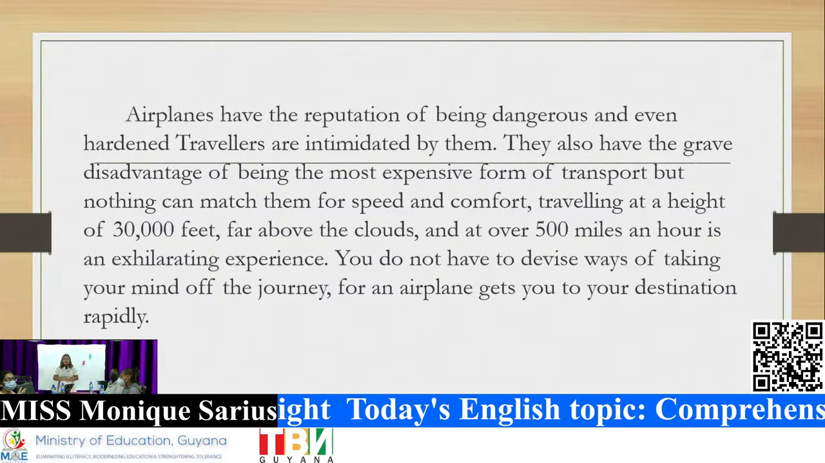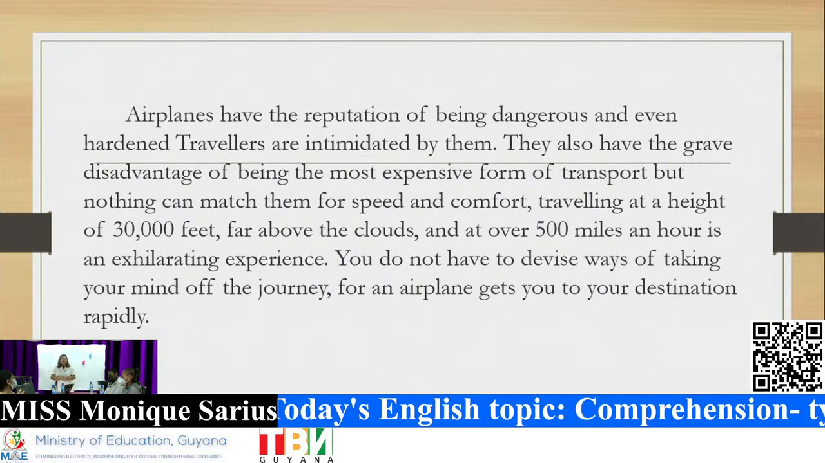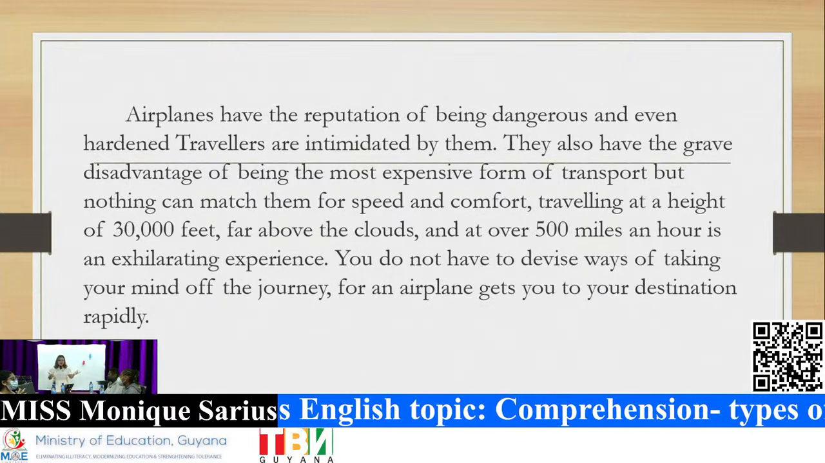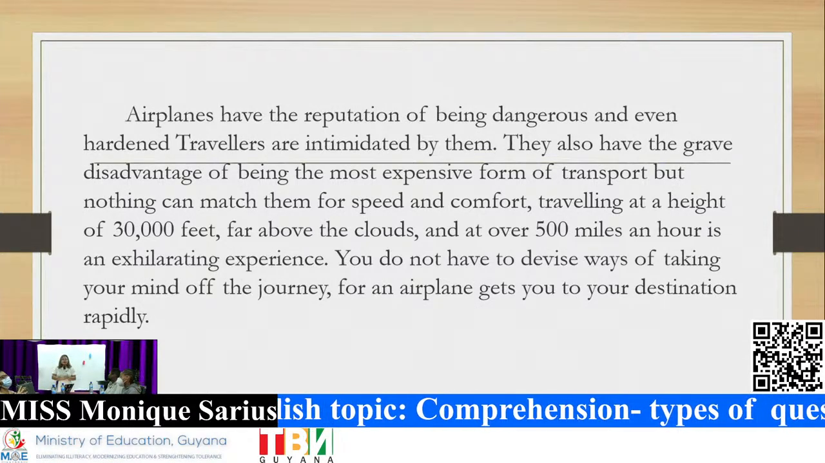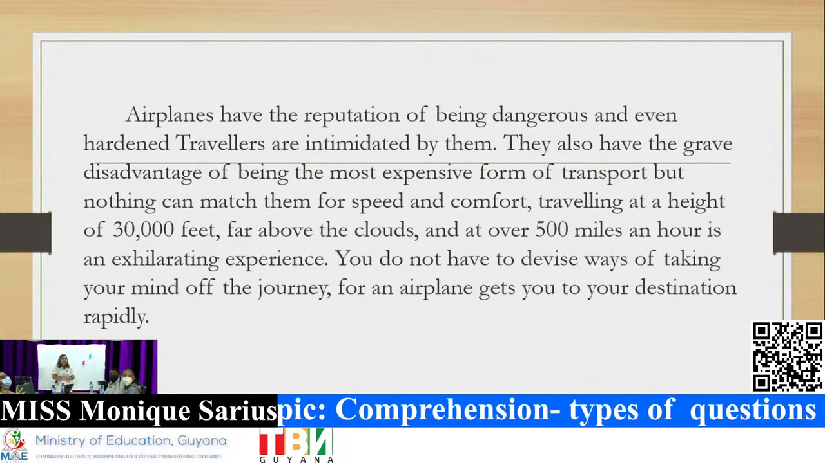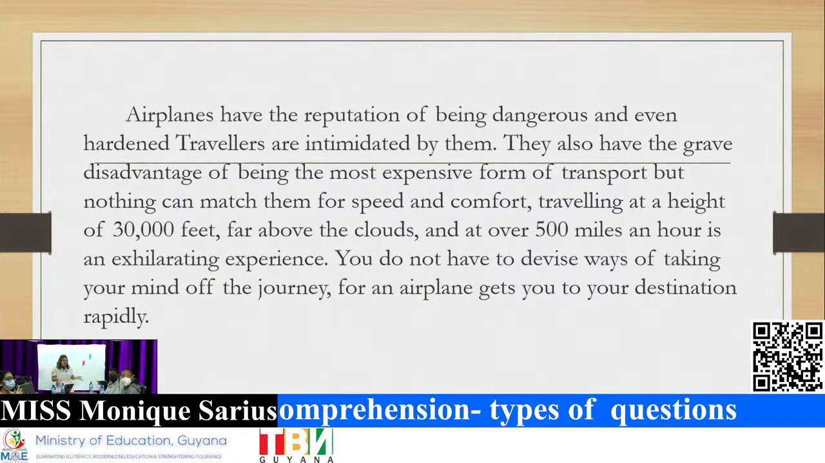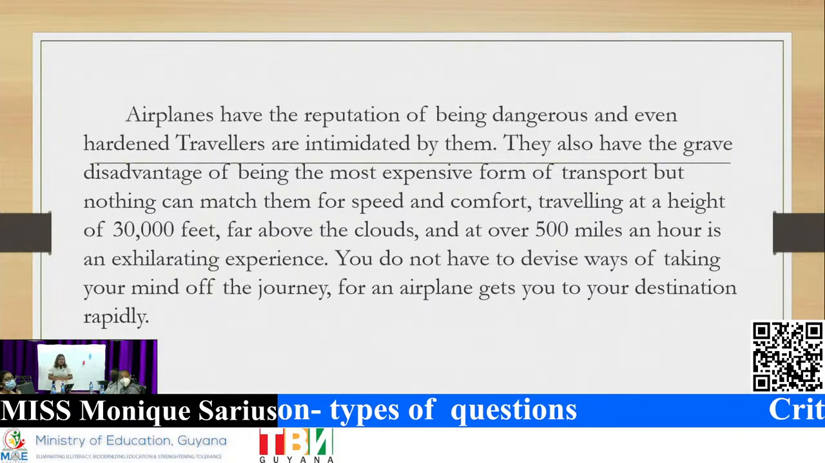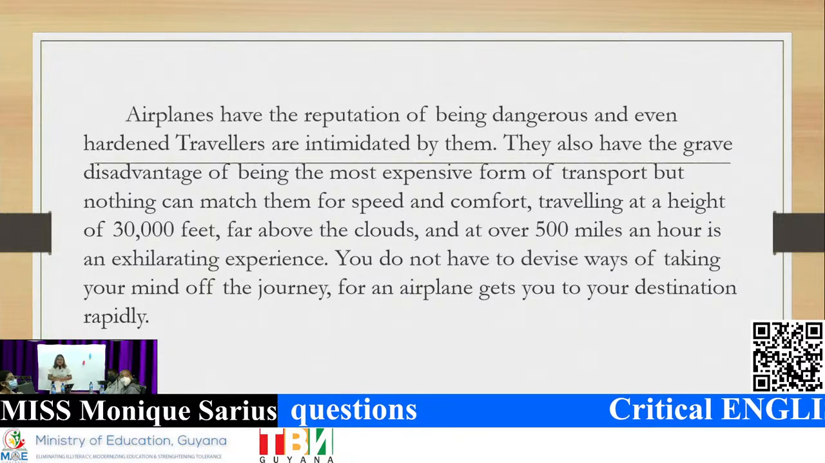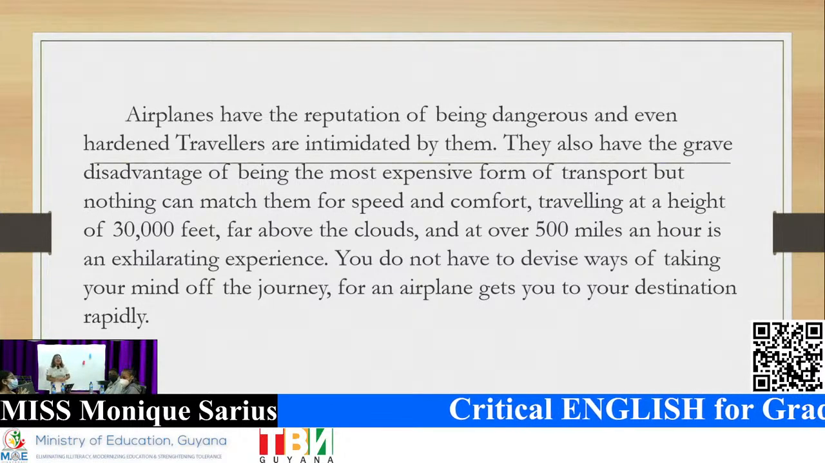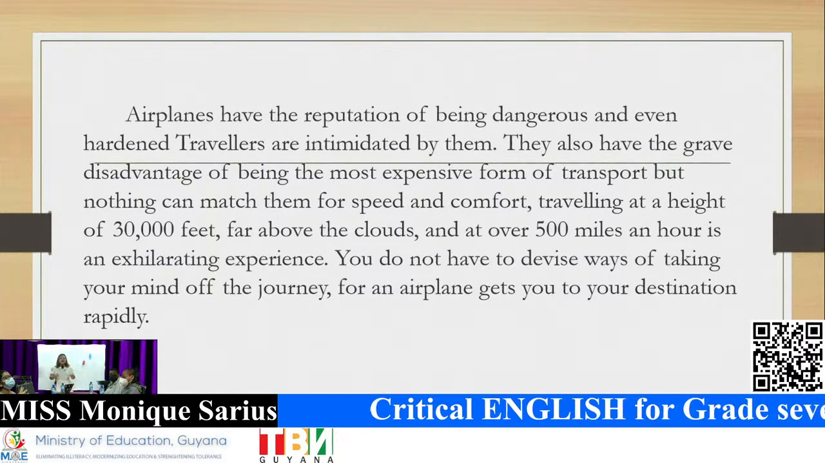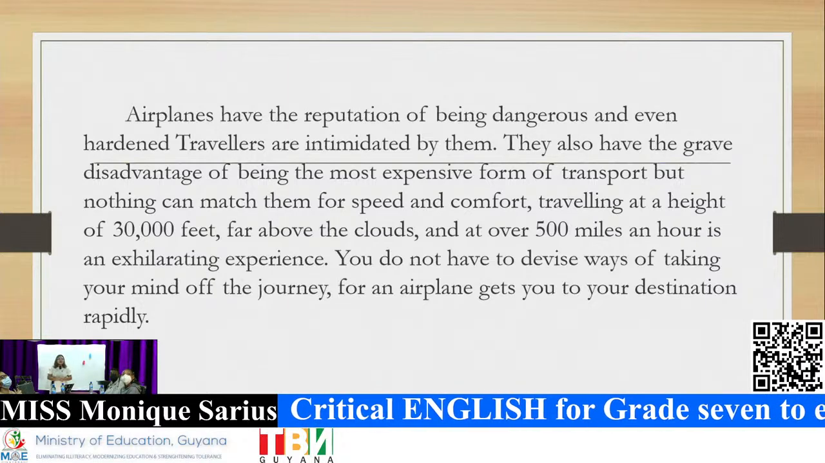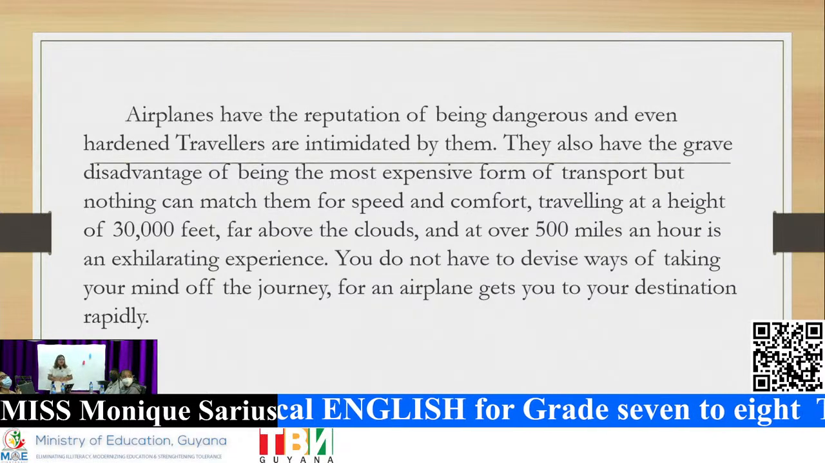So we're going to talk a little bit about this before we read the next paragraph. This one is obviously about airplanes, right? The first sentence says that they have a reputation of being dangerous and some people can be scared of them. So what's the other word for scared in the first sentence? Intimidated, exactly. It's just a bigger word for a small word like scary. And then we also talk about the disadvantages. What are some of the disadvantages there?